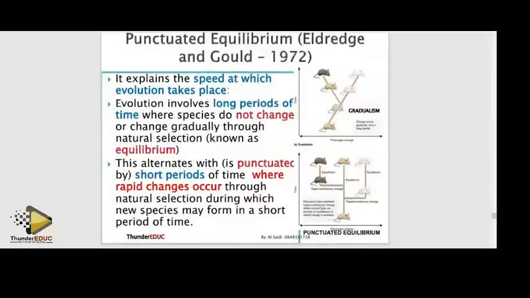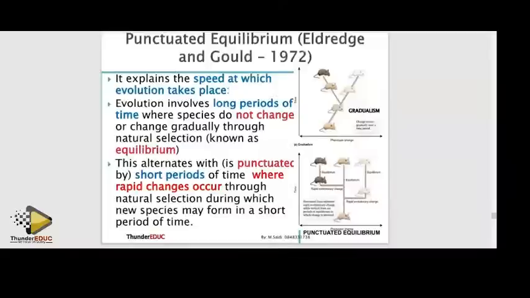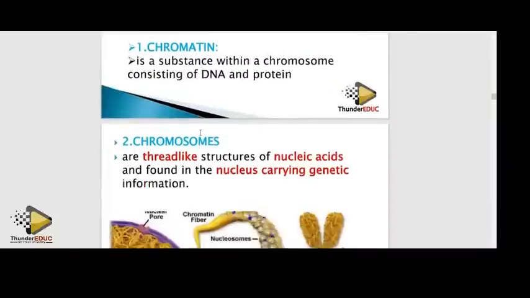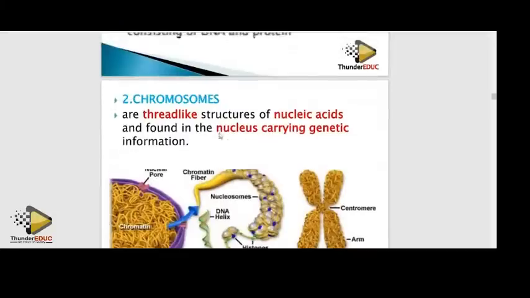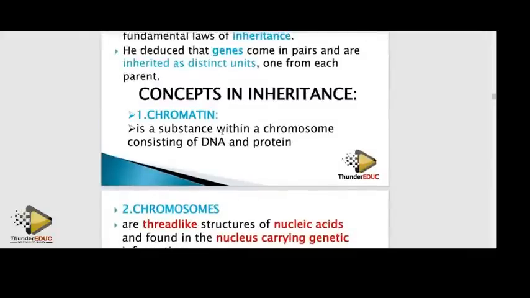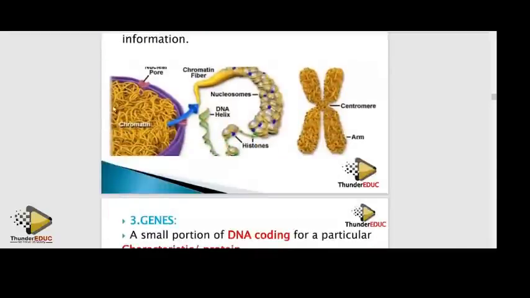So this is also answered by the book. A tangled network of DNA and protein located in the nucleus. This is the chromatin network. Let's see where we find it. Yeah, we can find it here. Chromatin, or chromatin network, is indicated here. It shows that it's a substance within the chromosome that consists of DNA and protein. If you look at it, you see that it is a network.